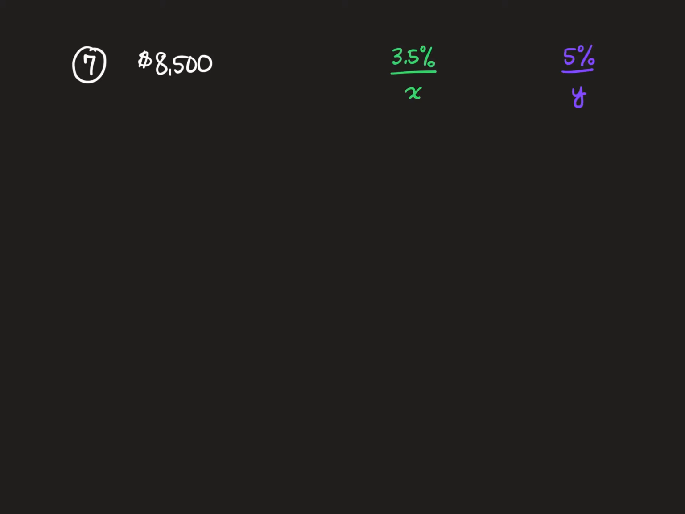Now, what we know from that information is what our total amount is, right? We know that X plus Y has to be the $8,500 that we have to invest. What we also know is that we're earning 3.5% interest on X amount of dollars and 5% interest on Y amount of dollars. So we can set up an equation that talks about the interest earned in that original investment.